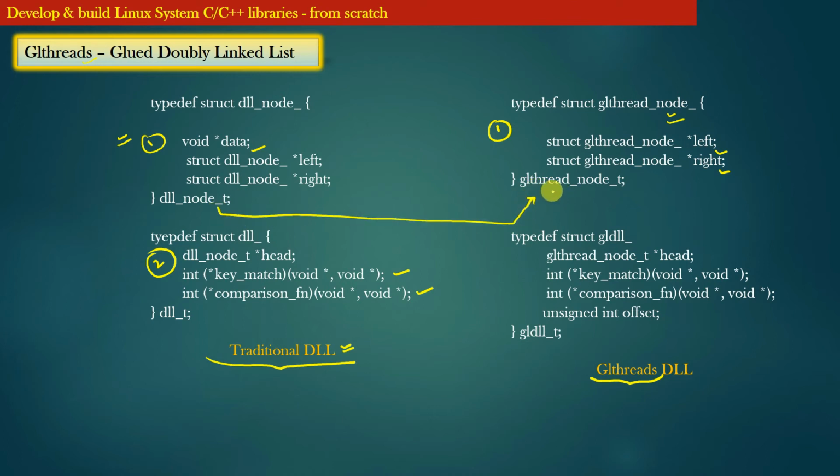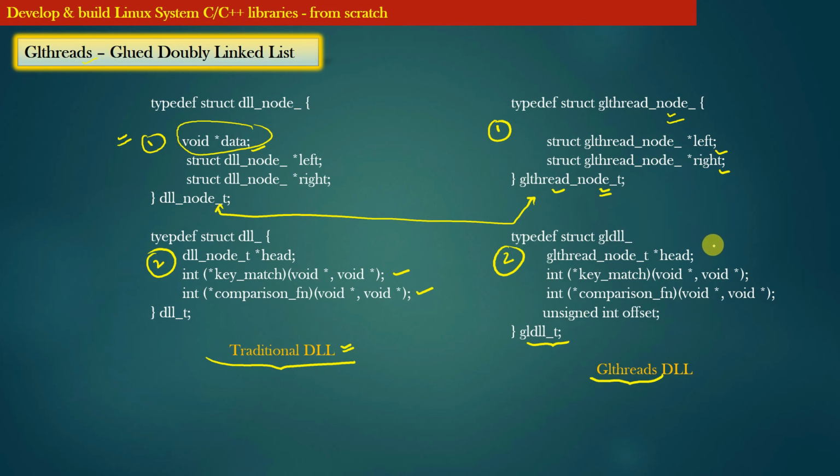On the right hand side we have a definition of a node of a GLThread, whereas on the left hand side we have a definition of a node of a traditional linked list. The clear difference between the two definitions is the absence of this member in GLThread. In the GLThread node definition, there is no member called data which points to the application data. We will shortly discuss why we do not have void star data as a member of the GLThread node structure.